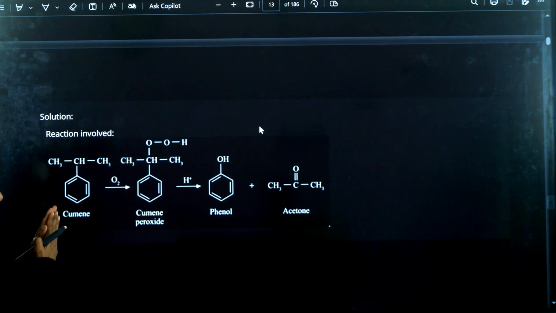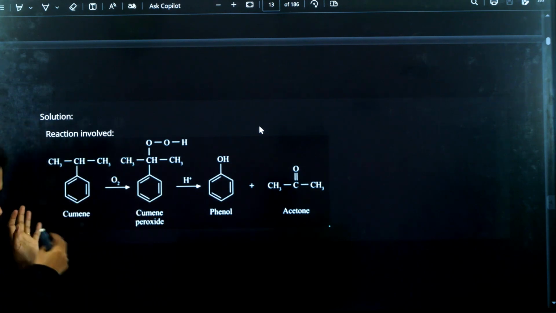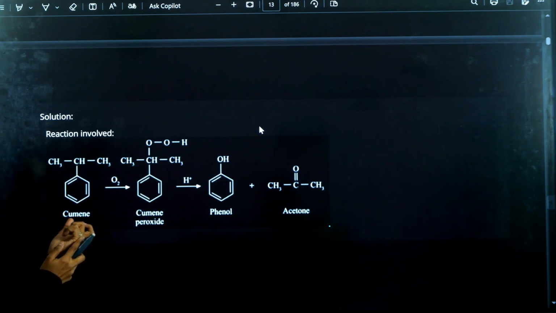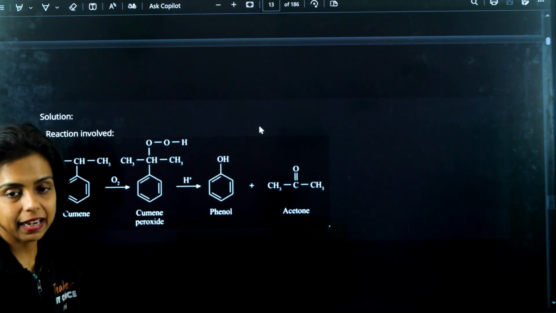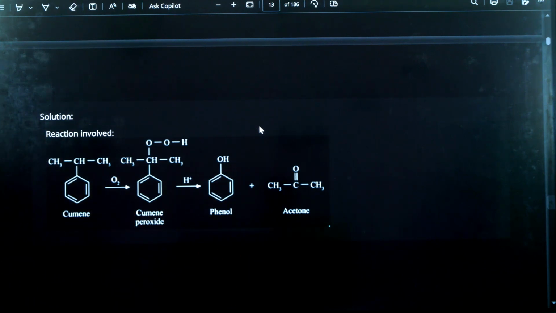So this is your cumene, right? This is your cumene hydroperoxide. On the reaction with O2, you will get phenol and acetone, right? Okay, so this is your benzene ring, and on the benzene ring you have this 3 carbon group, that is cumene. Done guys? Perfecto.